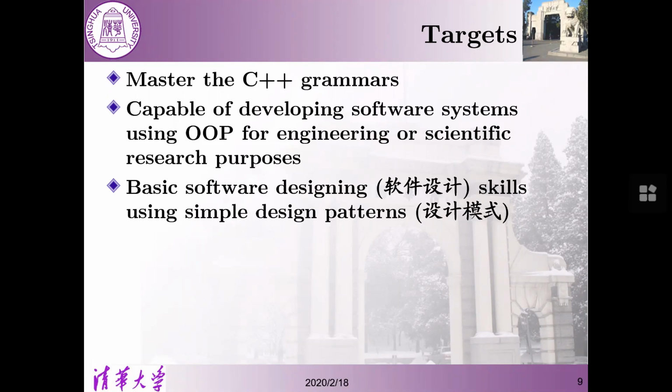Then this is the target of our class. After learning this class, I want you to master the CPP grammars first. And then I hope you are able to develop software systems using this OOP language for both engineering or scientific research purposes. And also, I hope that after learning this class, you have the basic software design skills using simple design patterns, because design patterns are also based on this OOP grammars.